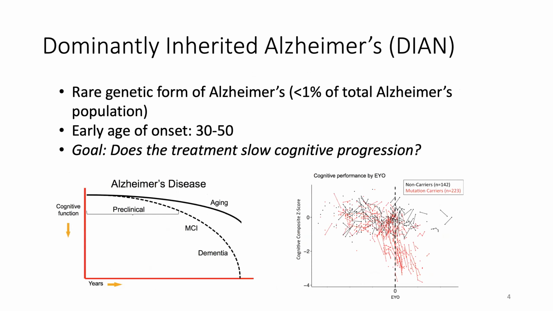Another case study that I'll highlight is dominantly inherited Alzheimer's. This is a rare genetic form of Alzheimer's. It occurs in less than 1% of the total Alzheimer's population, and it does have a very early age of onset. Typically, those start to present at about the same time that their parent, who also had dominantly inherited Alzheimer's, started to present.